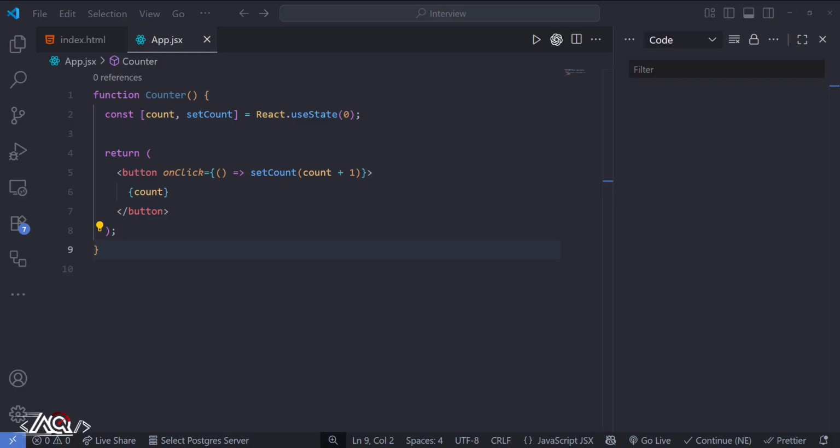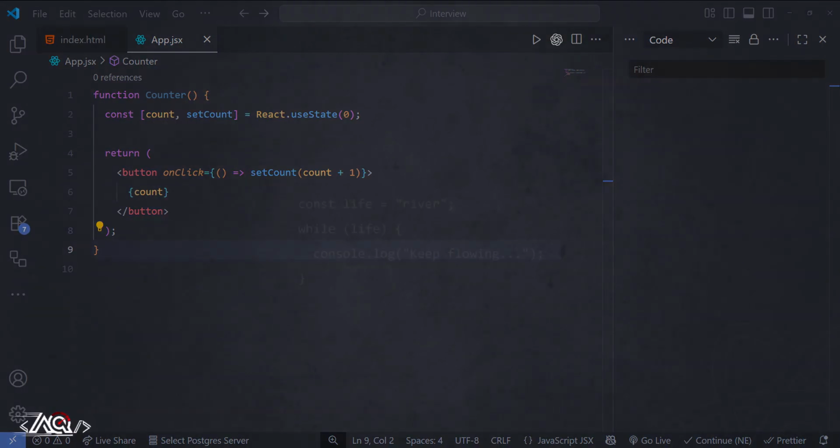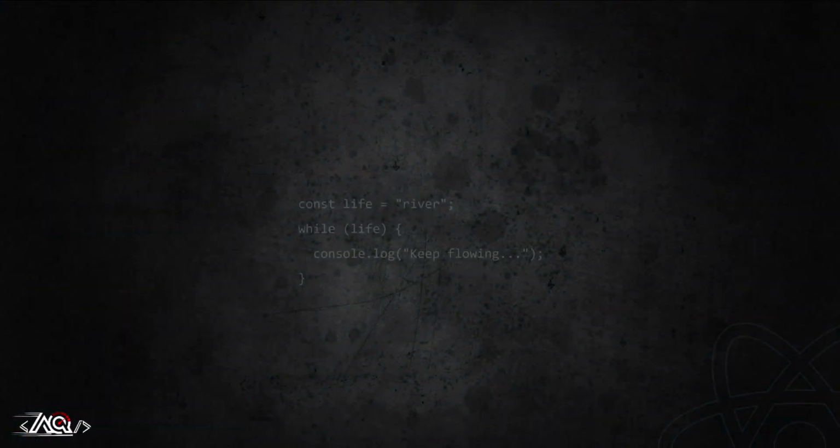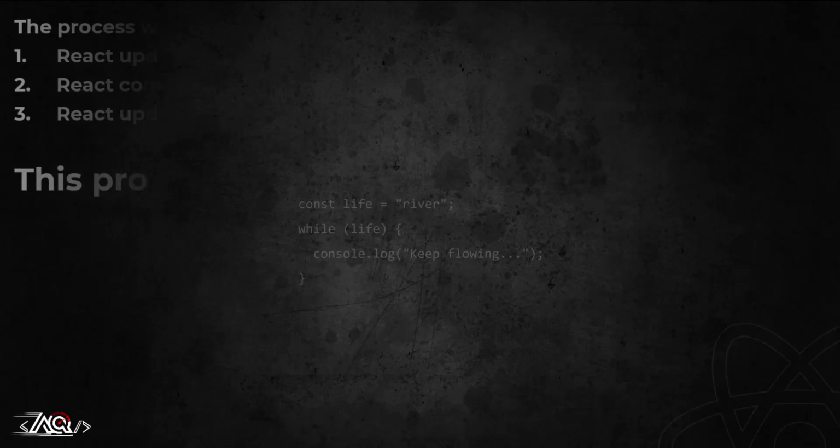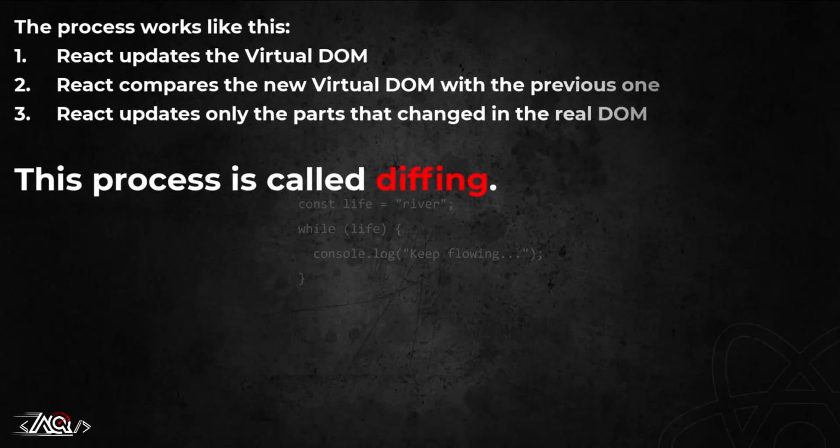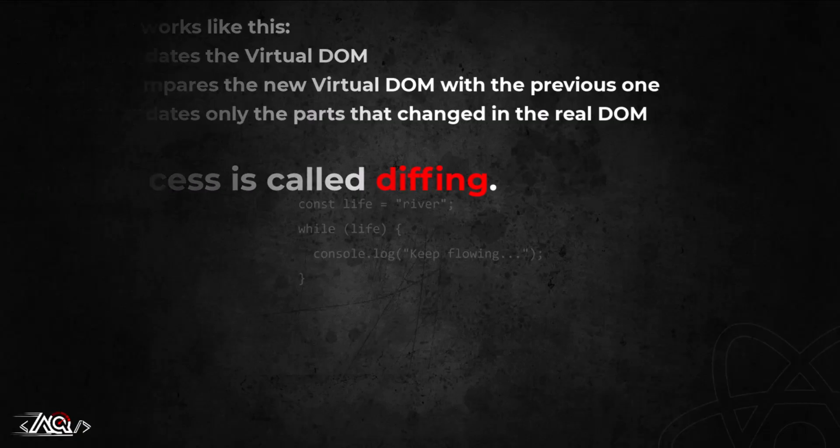Another important concept in React is the virtual DOM. Updating the real DOM is relatively slow, so React uses a virtual representation of DOM in memory. The process works like this. React updates the virtual DOM. React compares the new virtual DOM with the previous one. React updates only the parts that changed in the real DOM. This process is called diffing. Because of this, React can update the UI efficiently and predictably.